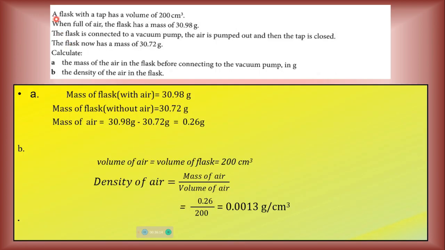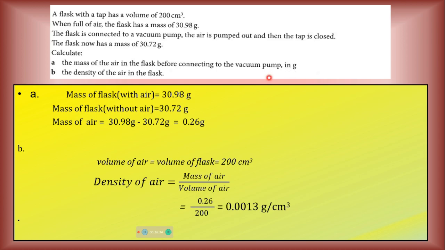A flask with a tap has a volume of 200 centimeter cube. When full of air, the flask has a mass of 30.98 gram. When the flask is connected to vacuum pump, the air is pumped out and the tap is closed. The flask now has a mass of 30.72 gram. Calculate the mass of the air in the flask before connecting to the vacuum pump in gram.